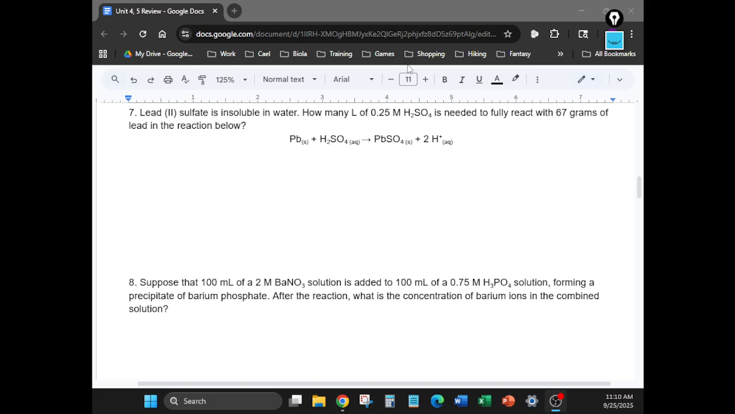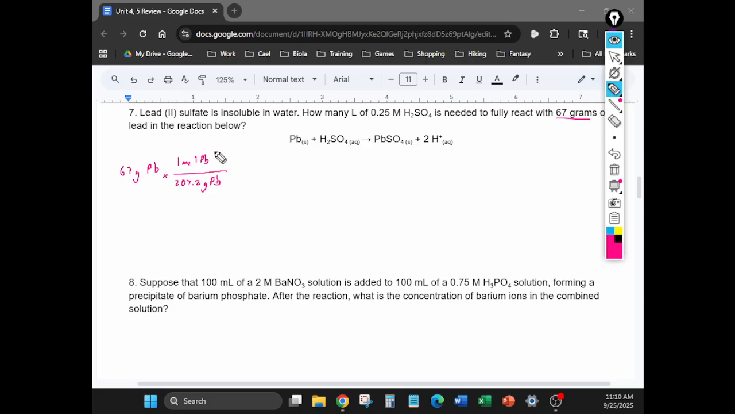All right, for number 7, the first thing we want to do is start with the 67 grams of lead. That's what we are trying to react with, so that's our starting value. So 67 grams of Pb. We want to convert this into moles using the molar mass of lead. If you look on the periodic table, it's 207.2 grams of Pb per every 1 mole.